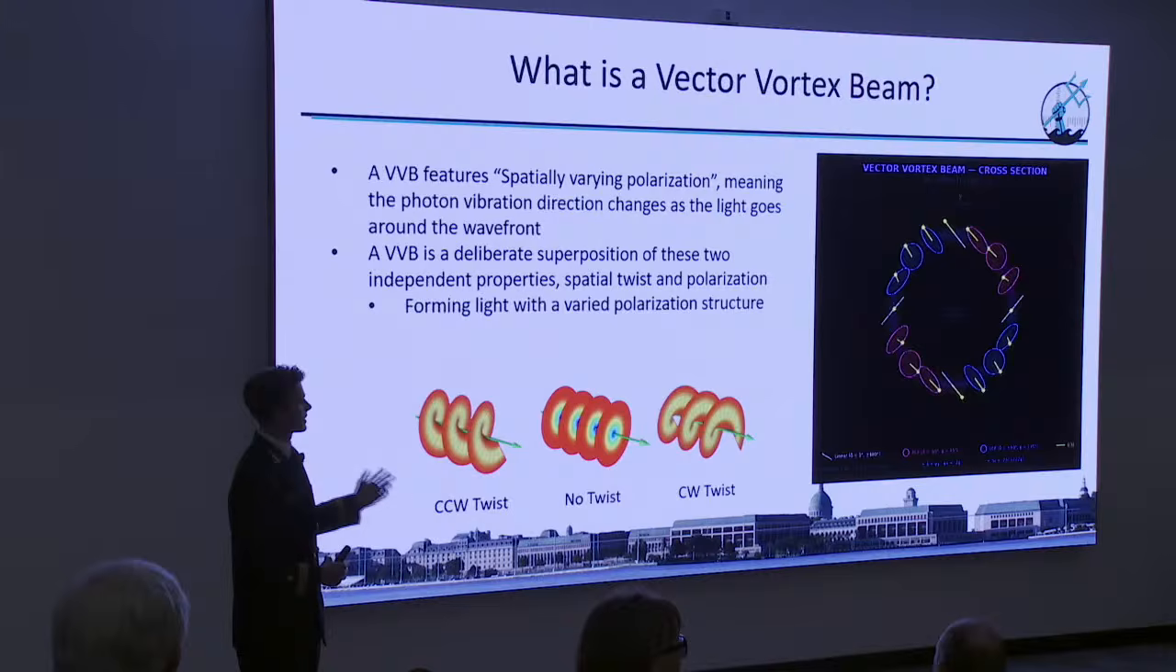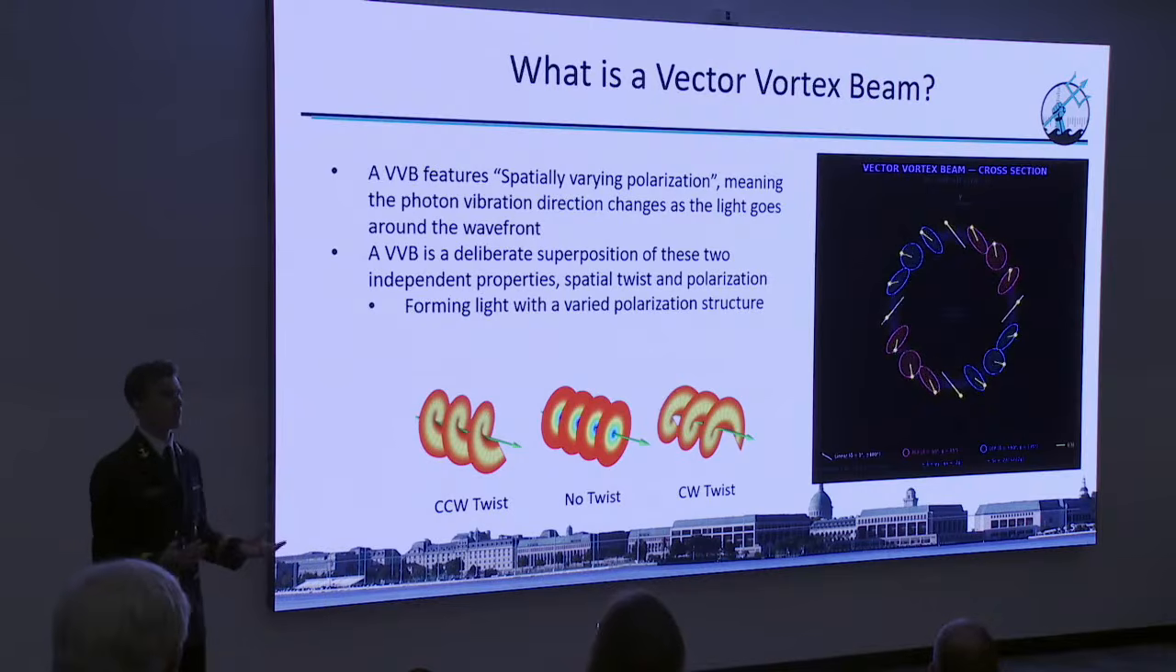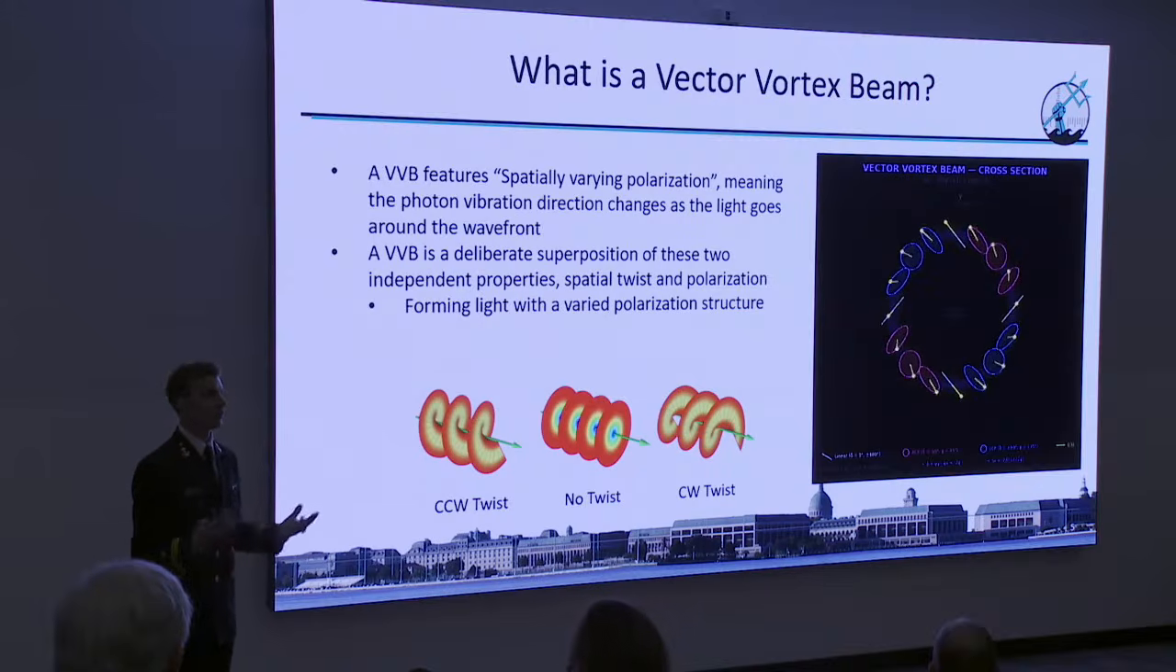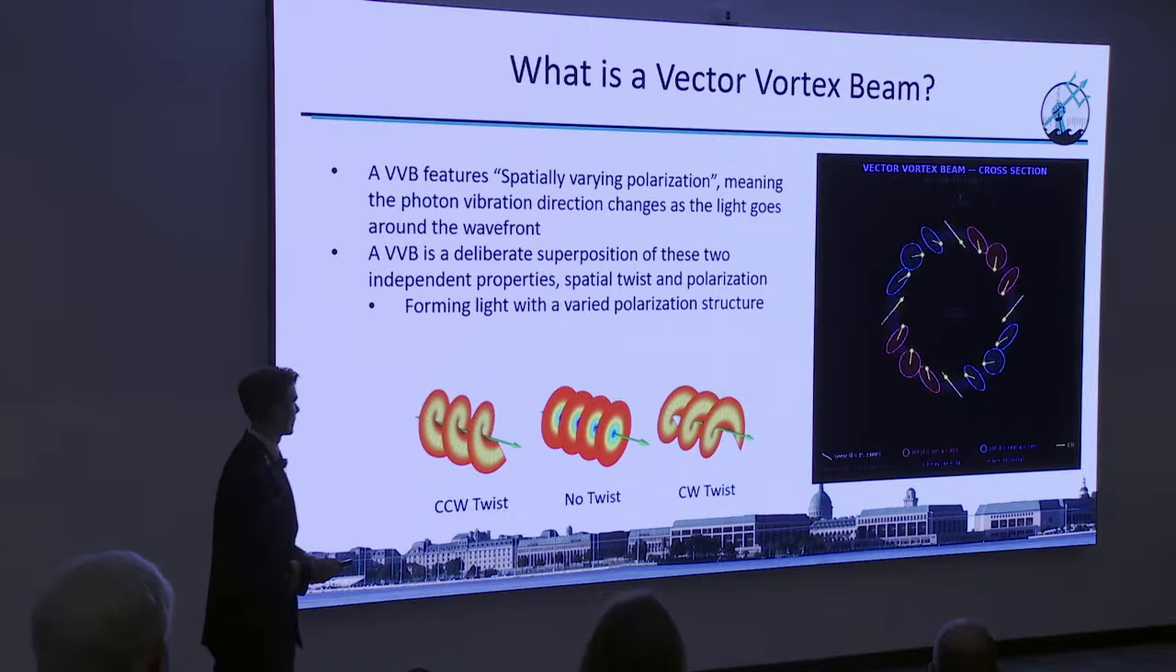We look here on the right side of the screen, and there's a little graphic of what a vector vortex beam looks like, and at every point around the wavefront, we see there's a unique state of polarization, which is the characteristic nature of a vector vortex beam.